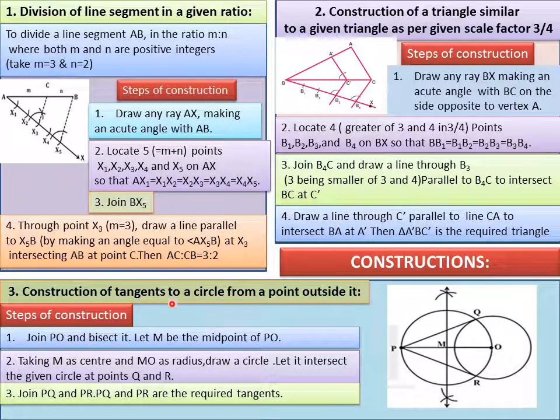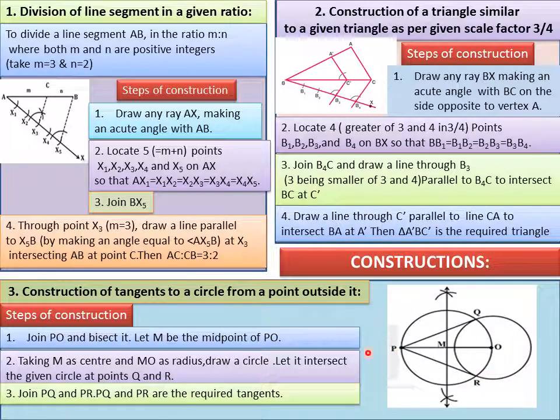Then the third construction that we are required to know in this chapter is the construction of a tangent to a given circle from a point outside it. So I have a circle here with center O, and I have a given point P outside this circle. You know that if P is outside the circle, then we have two tangents. So here PQ and PR are required to be drawn. How to draw the tangents PQ and PR? The procedure is simple.